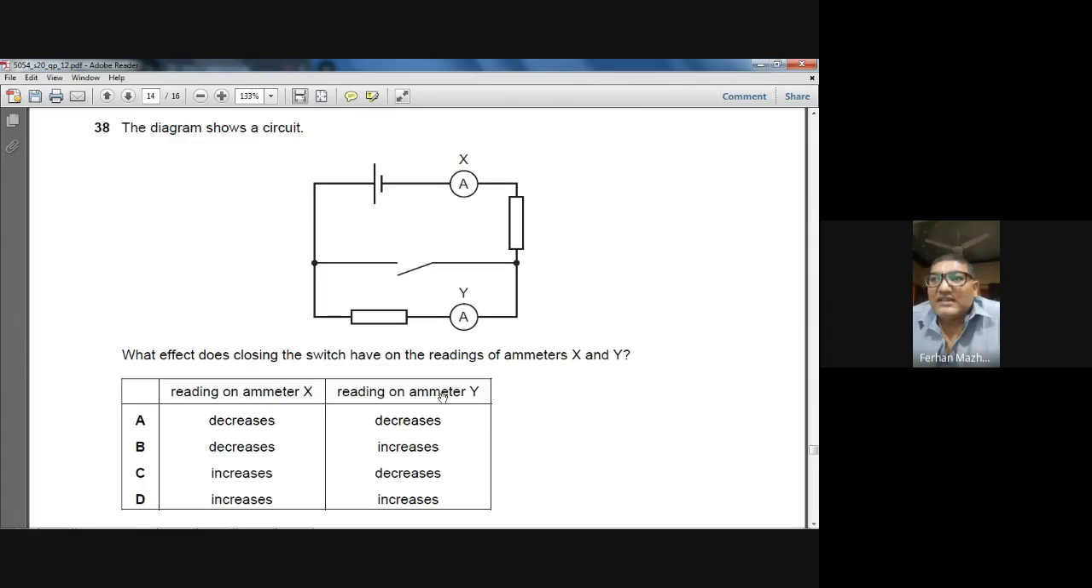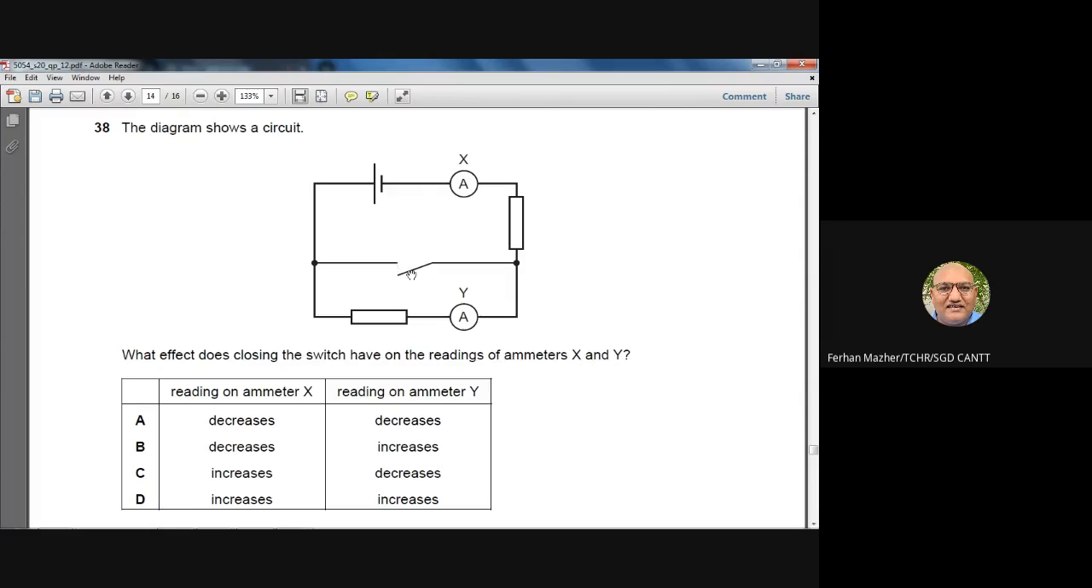At that moment, the value on ammeter Y and ammeter X will be the same, because they both are connected in a single loop and in series. So they both will actually be showing the same reading.